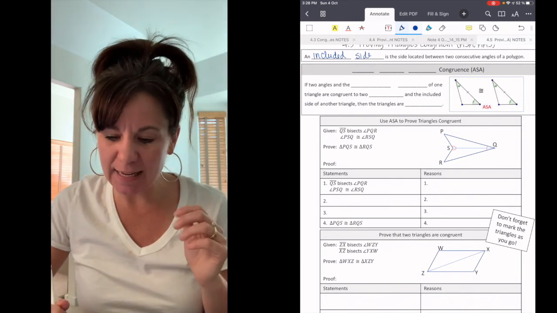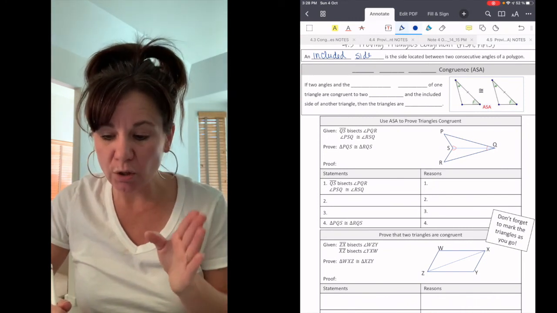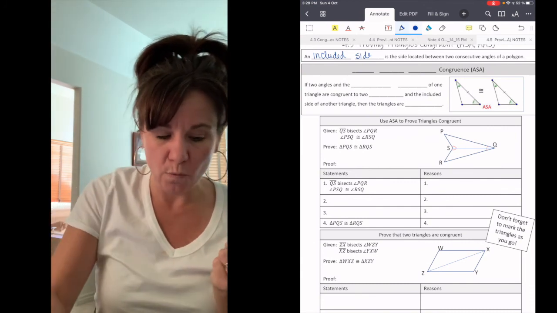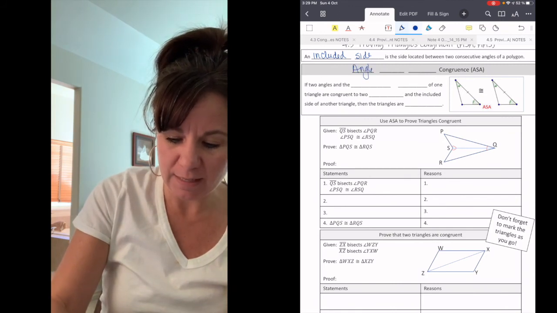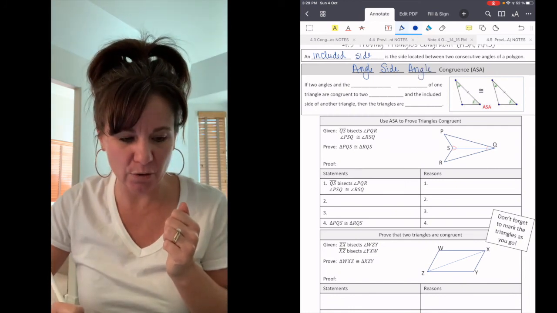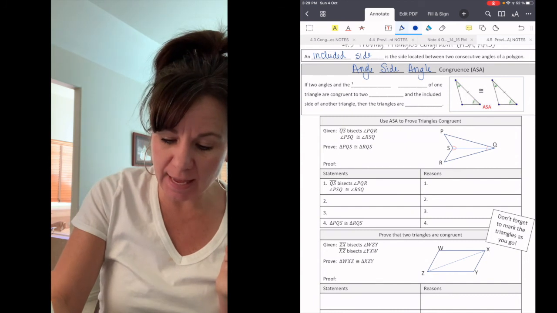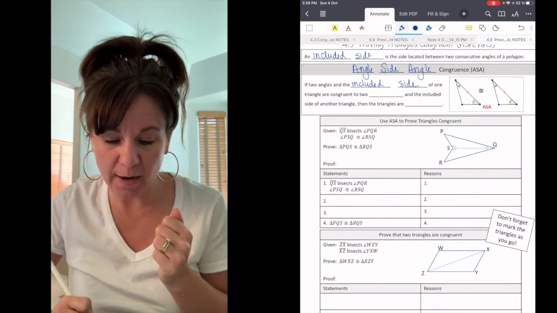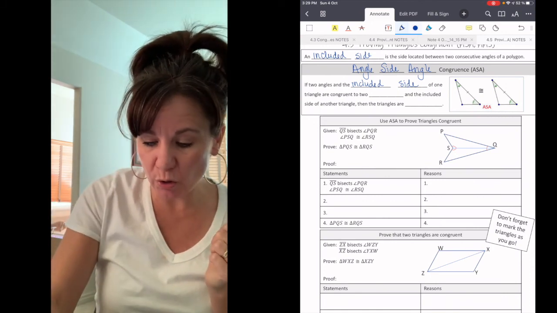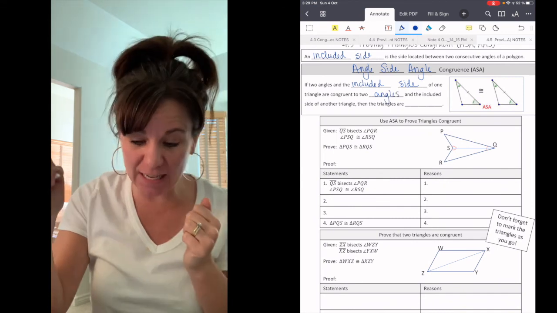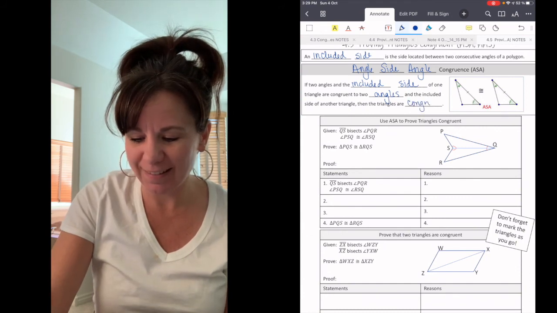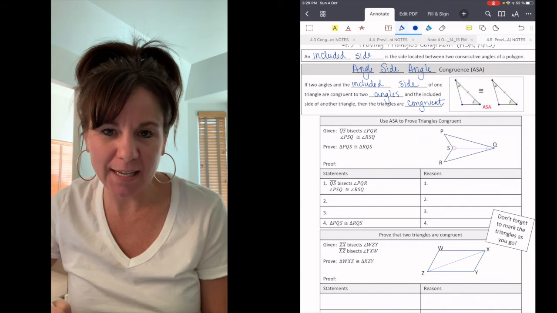And an included side is the side located between two consecutive angles of a polygon. So this brings us to our next shortcut, which is the angle side angle congruence, or the ASA congruence, which says that if two angles and the included side of one triangle are congruent to the two angles and the included side of another triangle, then the triangles are, no surprise, congruent.